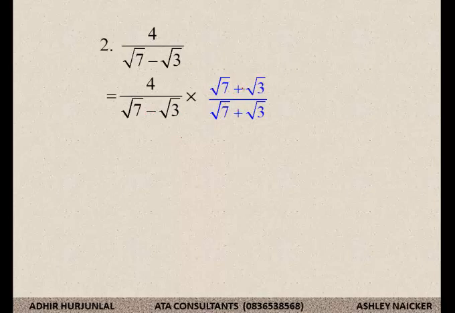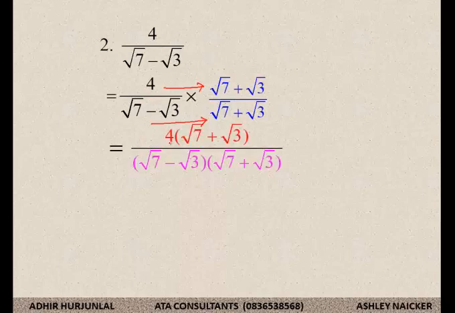And ensure that you have a positive over the positive, or the conjugate divided by the conjugate. Don't go around swapping signs, that's unnecessary. This blue part is equal to 1. My next step will mean that I have to multiply out. Multiply my numerators, multiply my denominators. If I multiply the numerator, I end up with 4 into root 7 plus root 3, over root 7 minus root 3 into root 7 plus root 3.